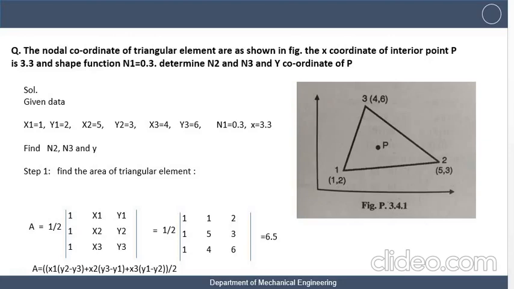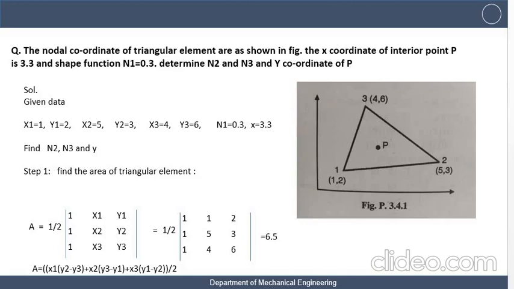Okay, so the first problem is the nodal coordinates of a triangular element as shown in the figure. The x coordinate of interior point P is 3.3 and shape function n1 is equal to 0.3. Determine n2 and n3 and the y coordinate of P.